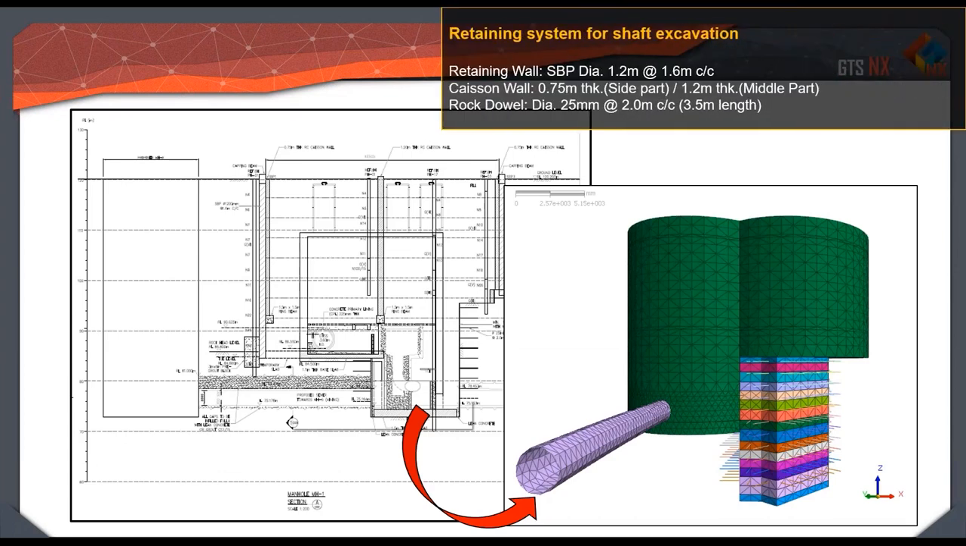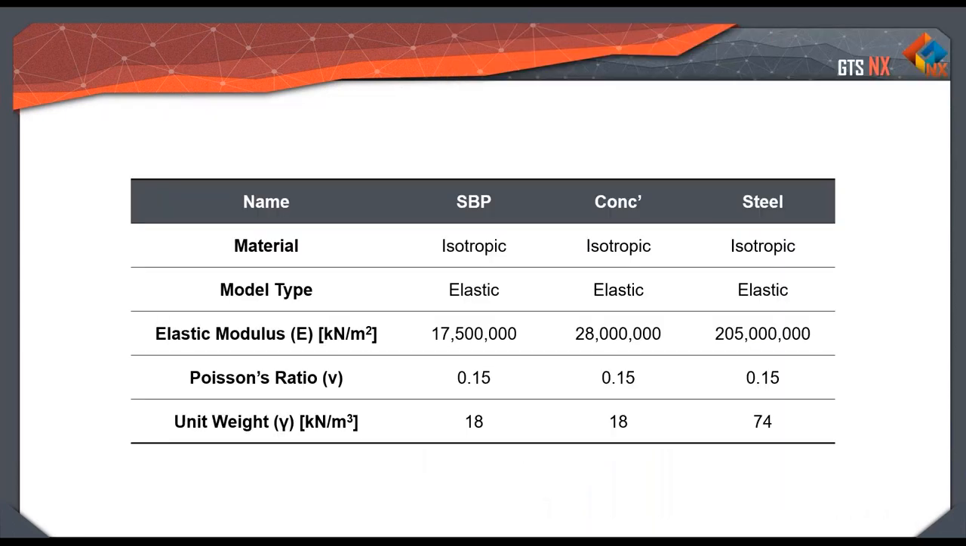And this is a section view for the shaft. The retaining system for the shaft contains a secant bored pile wall for the retaining wall, 1.2 meter diameter and 1.6 meter center to center, and 0.75 meter and 1.2 meter thickness of caisson wall, which comprises the retaining wall. There is shotcrete for the rest part, and rock bolts of 25 millimeter diameter are considered as well. You can find the structural properties in this table. I assume the structural properties as an elastic material and give reasonable values for elastic modulus and Poisson's ratio.